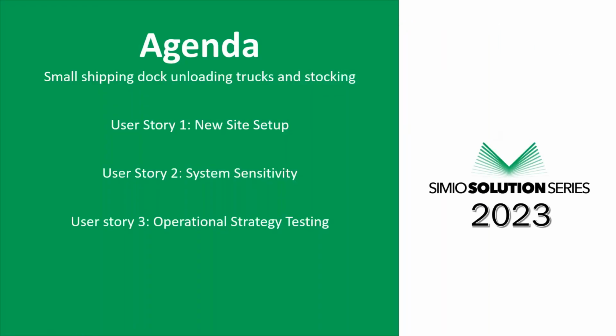So now, given all that background, the agenda for today is we're going to look at a few different user stories where we're going to look at the same system. So we're looking at a small shipping dock that is unloading trucks and delivering those to receiving stations. And then at the receiving stations, they are stocked in a racking warehouse. And so we're going to have three different user stories with the same system, but the focus and the intent and the resourcing availability is different in each. And we'll see a little bit of why I approached it the way I did, given the user story.